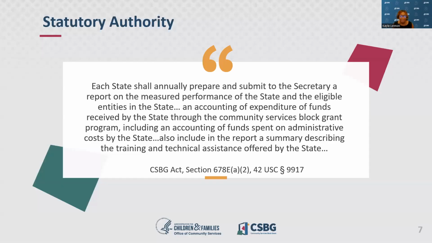And here we have it, the statutory authority. The CSBG Act, Section 7(8)(e) outlines the requirements of the CSBG Act, including the requirement to submit annually, provide a measured performance of the state, or sections B, D, G, H, and I, an account of expenditures of funds, including administrative cost, or section E, and a description of training and technical assistance offered by the state, or section F.